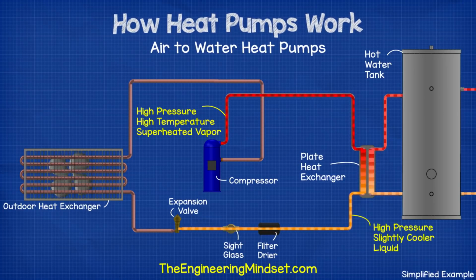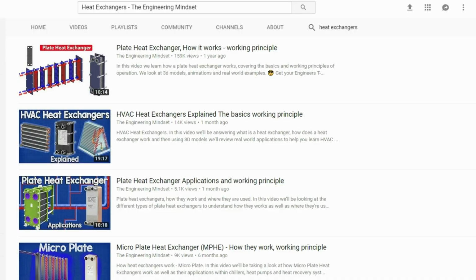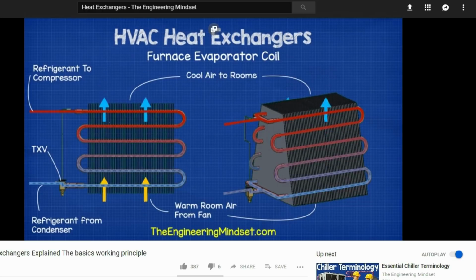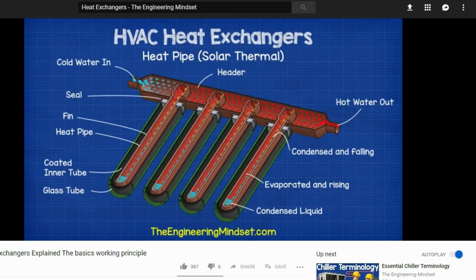As the refrigerant gives up its heat to the water, it will condense, and it will then leave the heat exchanger as a high pressure, lower temperature liquid. We've covered how heat exchangers work in our previous videos. Links to these can be found in the video description below.